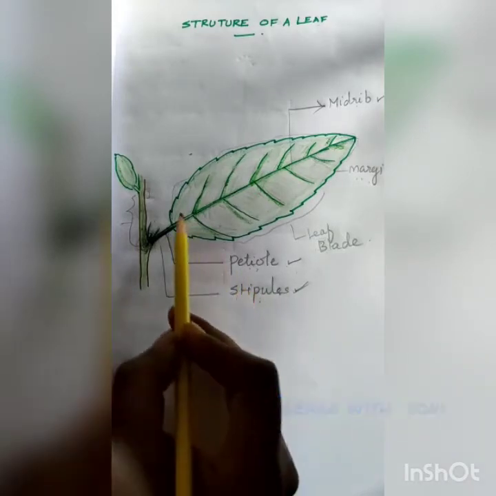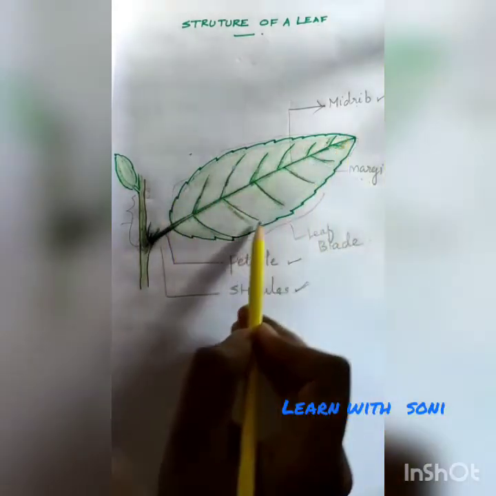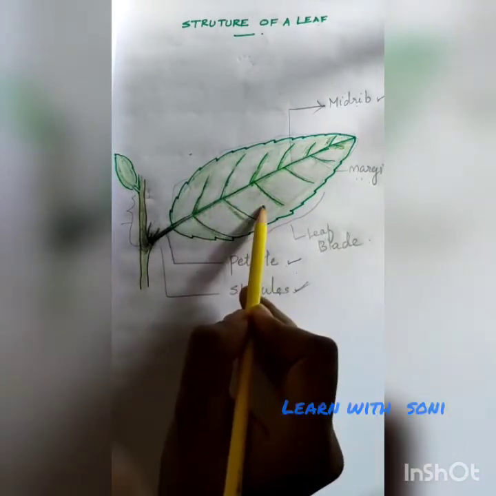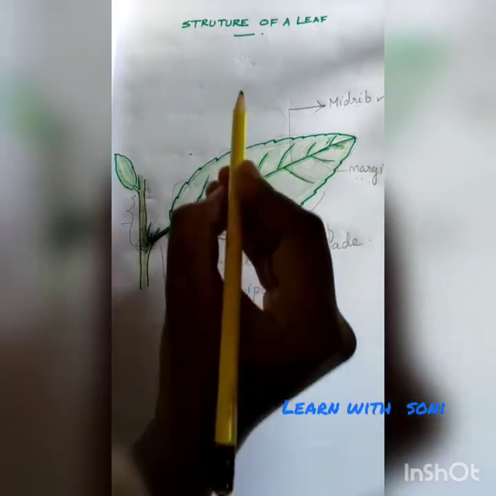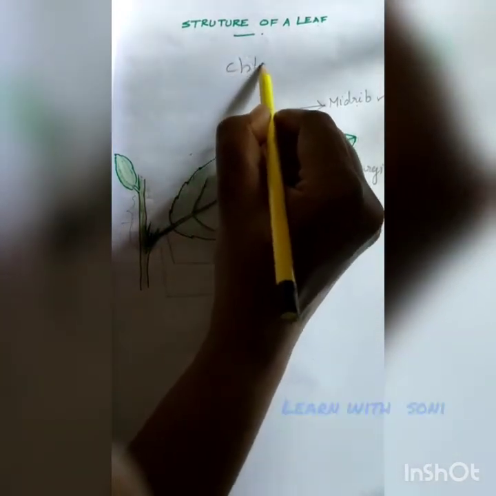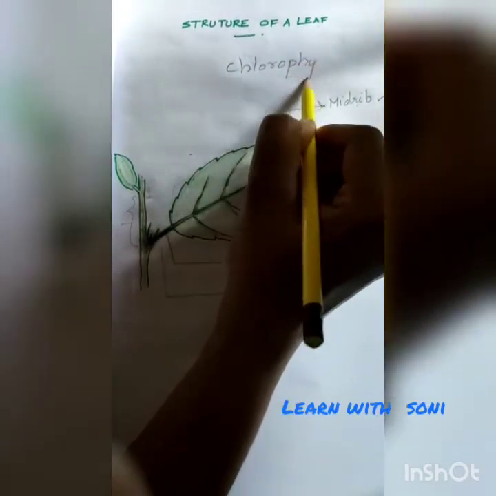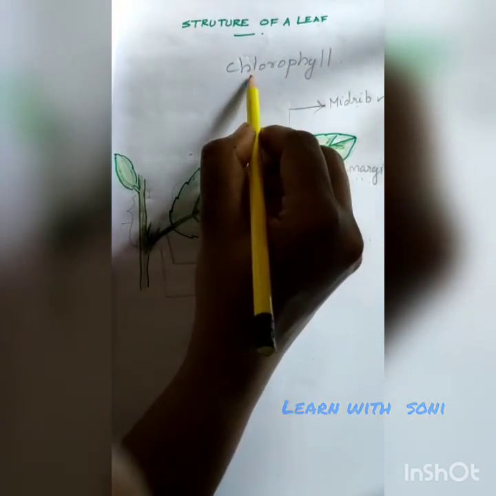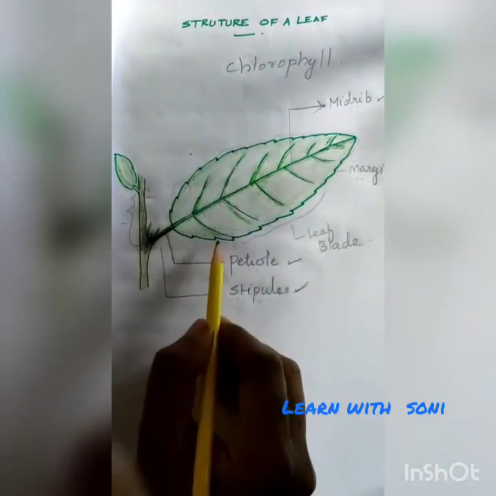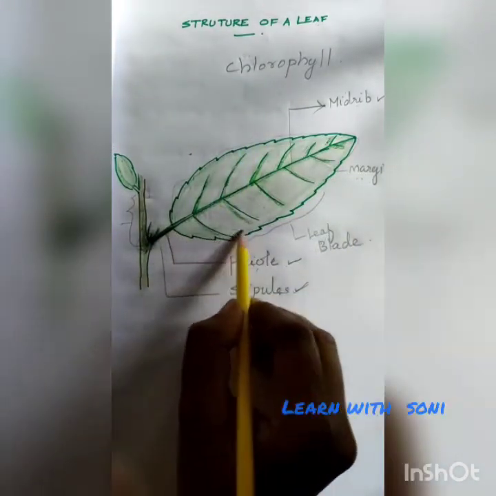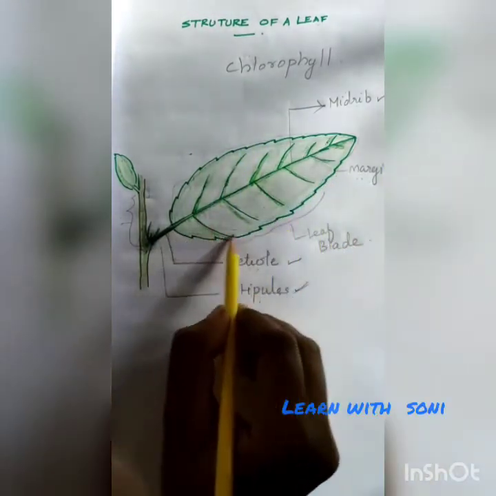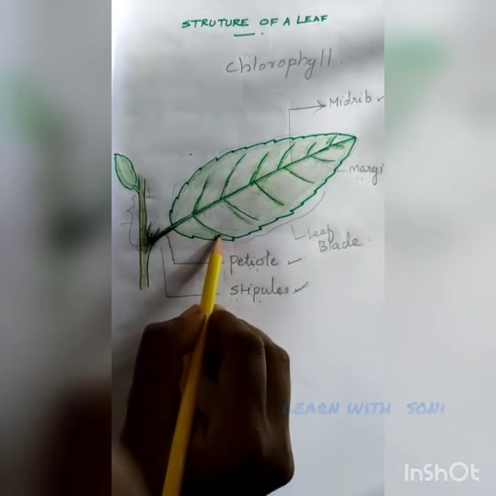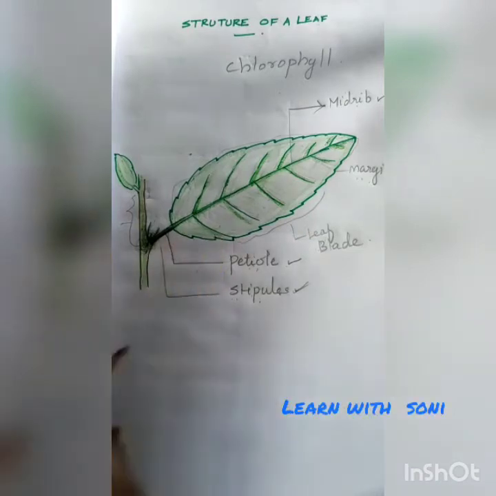Then, why is this leaf green in color? Because one pigment is present. That is called chlorophyll. The pigment name is chlorophyll. This is a green color pigment. Pigment means a coloring material. Then on the lower side of the leaf, tiny pores are present. That is called stomata. Did you understand?